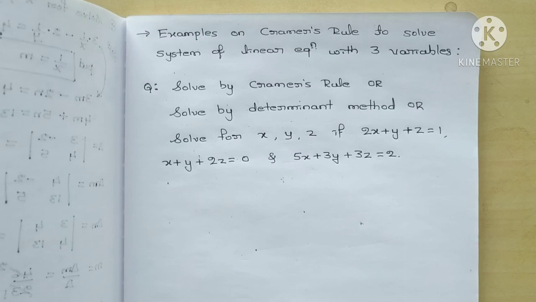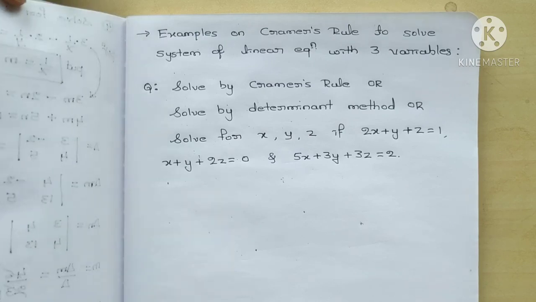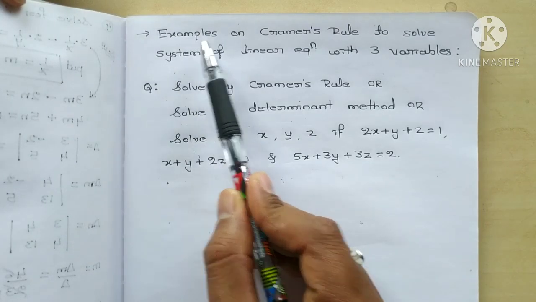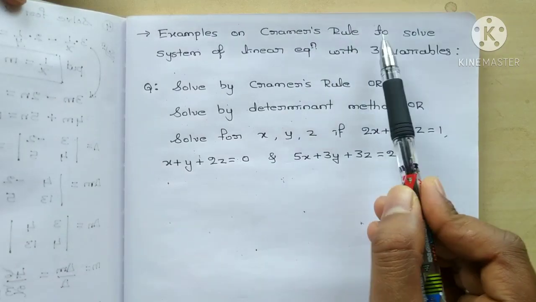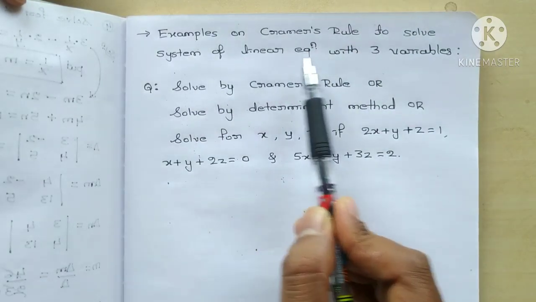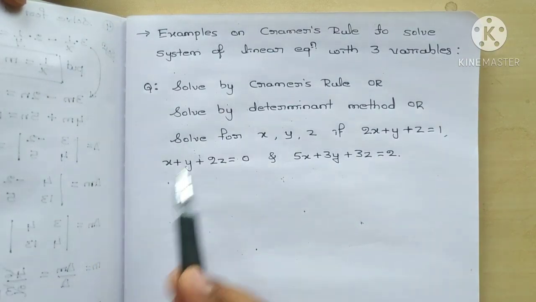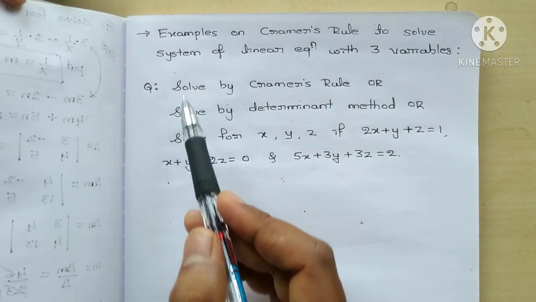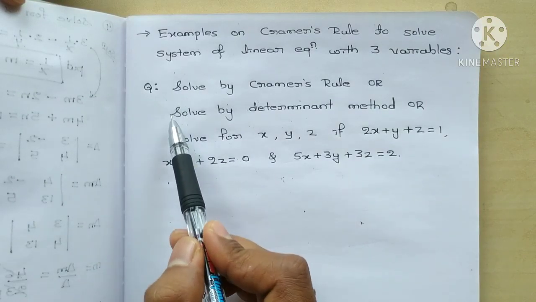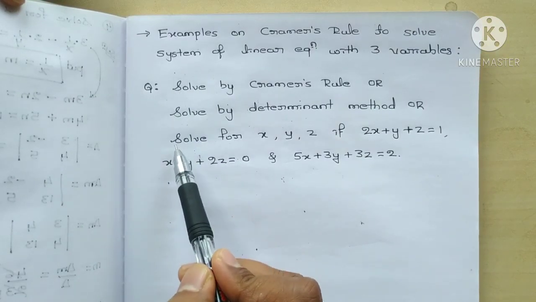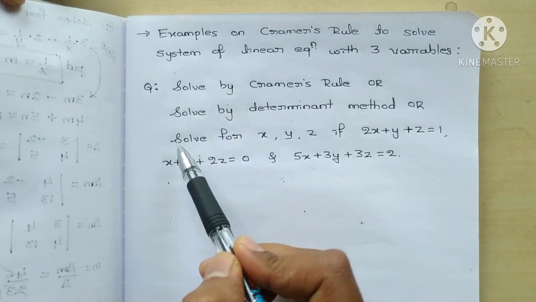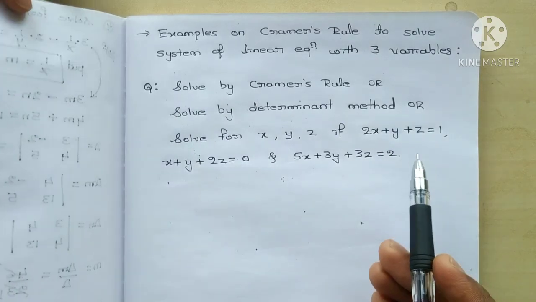Hello everyone. In this video we will discuss examples on Cramer's rule to solve a system of linear equations with three variables. First question. See, here also they may ask three types of question, but all three types of questions are the same only.